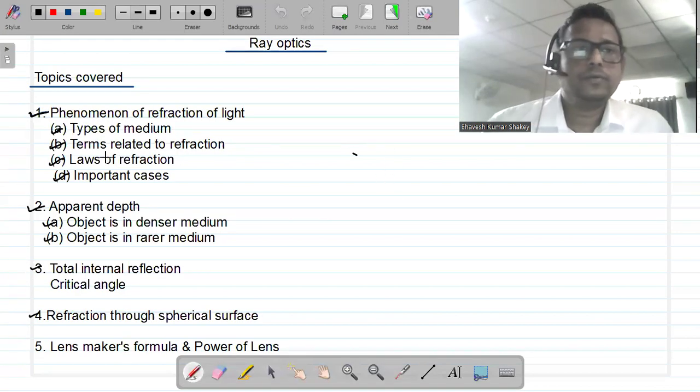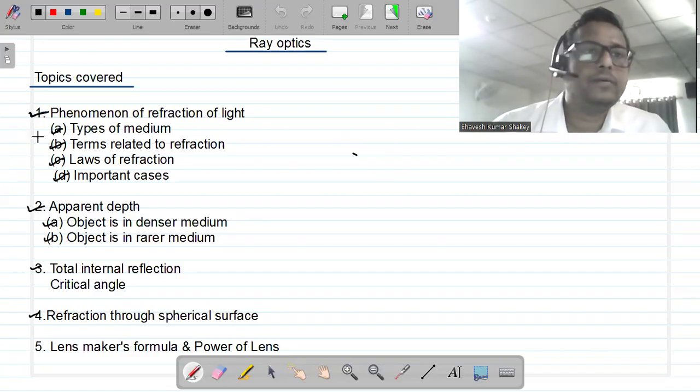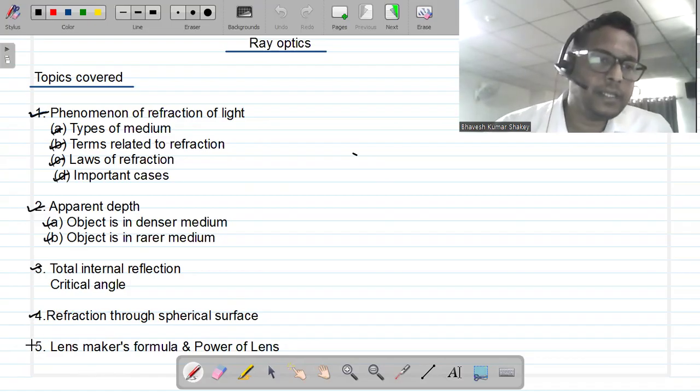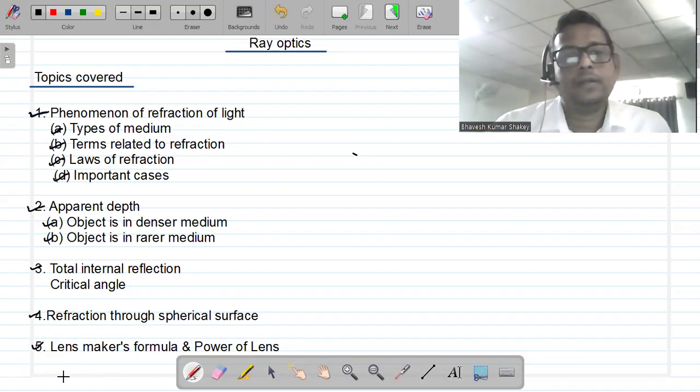Okay, students. In this lecture, till now, we have completed these topics: phenomena of refraction of light, apparent depth, total internal reflection, and refraction through spherical surfaces. Now, let's take our last topic, that is lens maker's formula and power of lens.